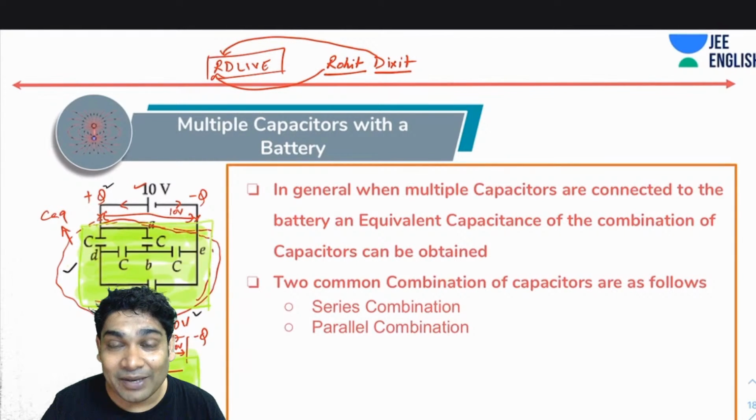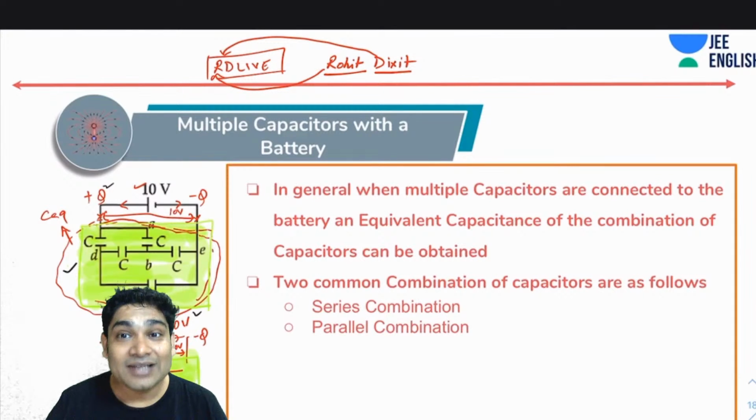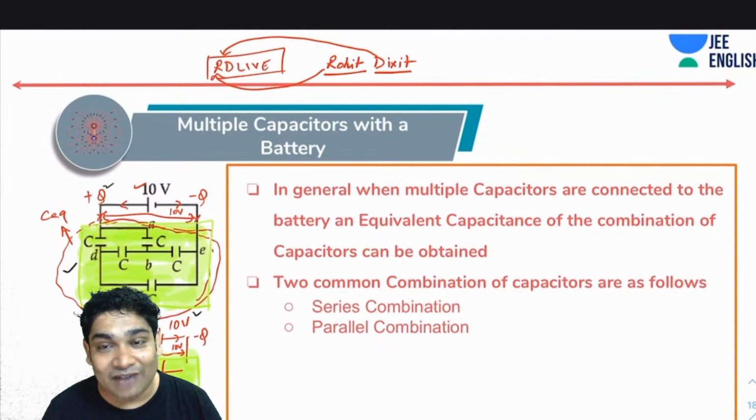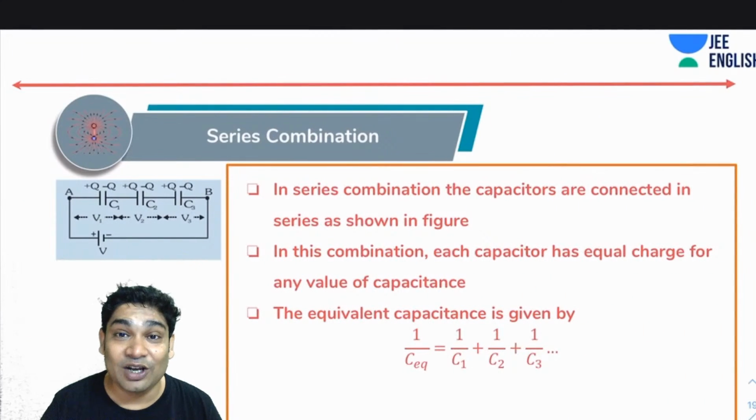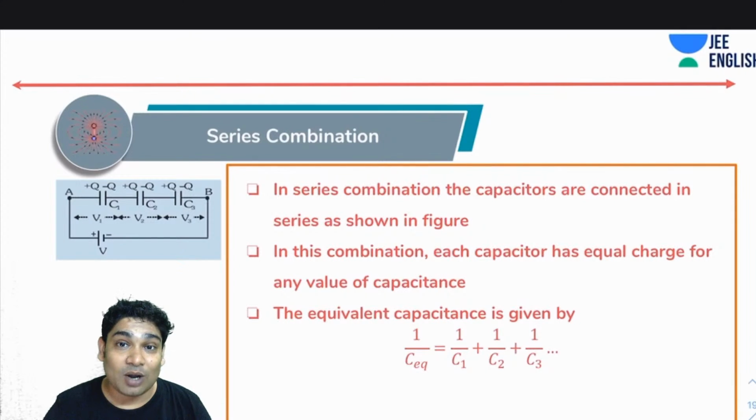Now, you must be remembering that you studied this in class 10th. You studied a combination of resistors, and there were two kinds of combinations of resistors, series and parallel. So similarly for capacitors also, you have two combinations, series combination and parallel combination. So let's take a look at that. First, let's talk about the series combination.